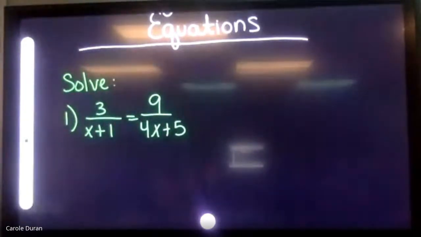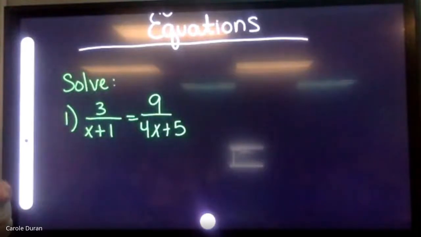Yeah, it's spring trip. Okay, so I'm given the equation 3 over x plus 1 equals 9 over 4x plus 5. So if I'm looking at a fraction equals a fraction, there are two ways that I could approach this. I could choose to find a common denominator between both sides of the equal sign and go that direction. Or what is another thing that I could do here?